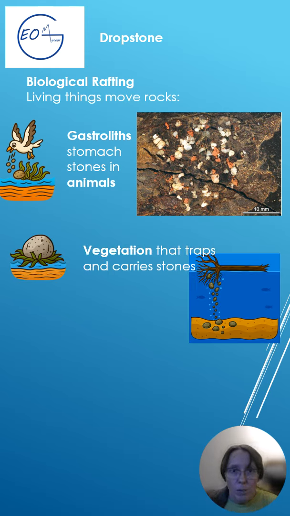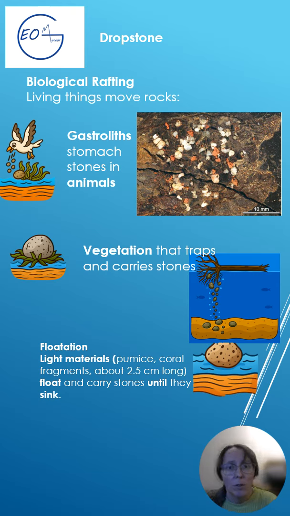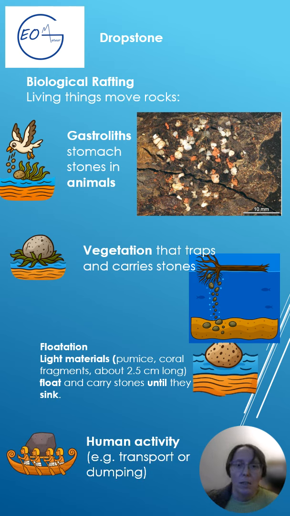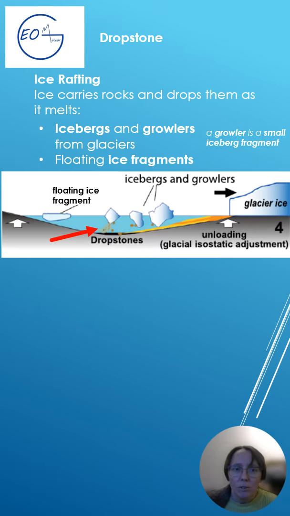Vegetation can also trap and transport stones, and flotation can occur when lightweight materials float directly on the water surface or hitch a ride on something buoyant like a drifting tree. Human activity also creates dropstones, such as when rocks, ballast rocks, or debris are dumped into marine or lake sediments from boats or coastal construction.